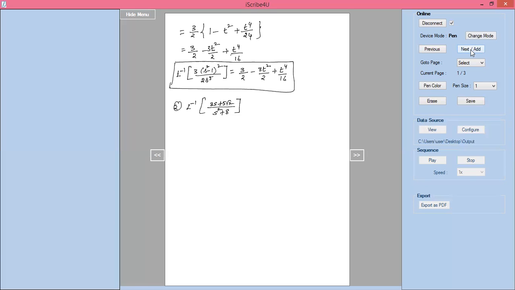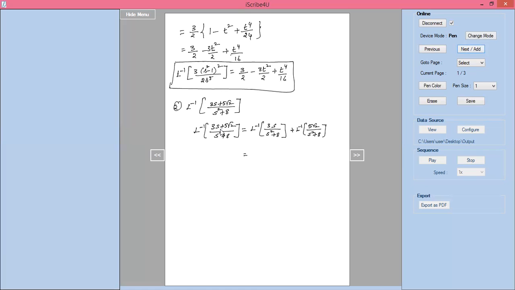Now we'll write L inverse of (3s plus 5 root 2) divided by (s square plus 8). First I'll split it, since the numerator is a sum of two terms. The first one is L inverse of 3s divided by s square plus 8, plus L inverse of 5 root 2 divided by s square plus 8.